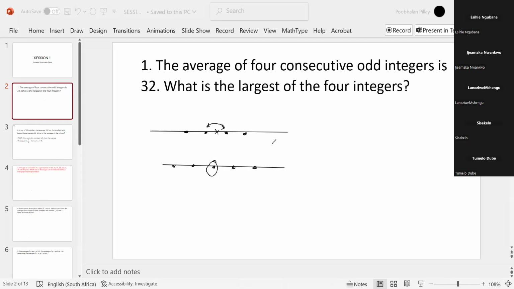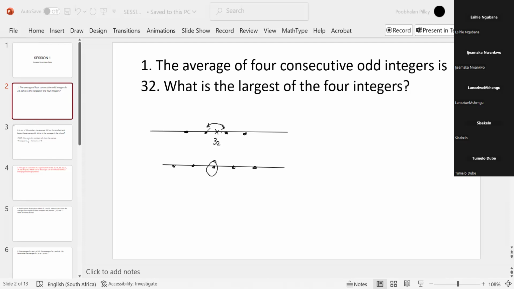Right? So it's a nice way of looking at averages, especially in this case where they're all evenly apart. It doesn't work when they are randomly scattered along the line. So in this case, the average here is 32. You've got four numbers, so the one right here is 32.